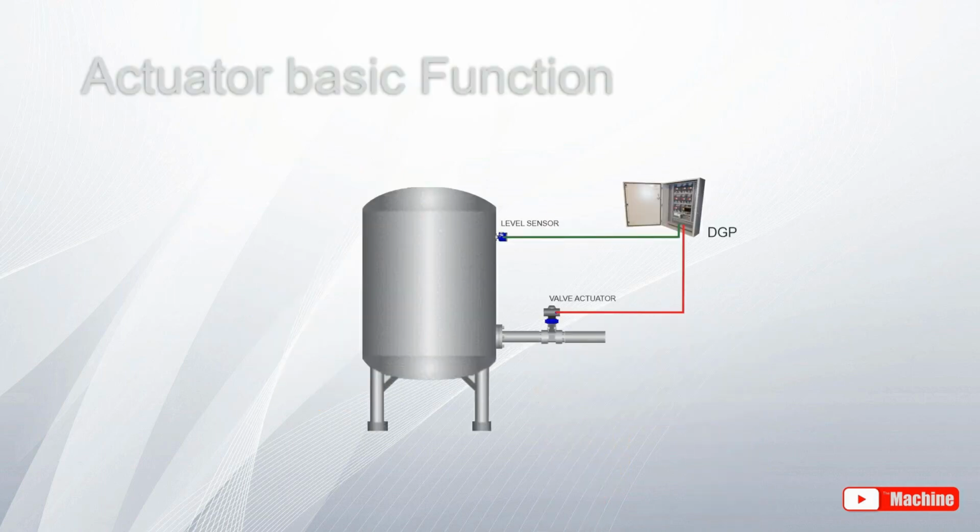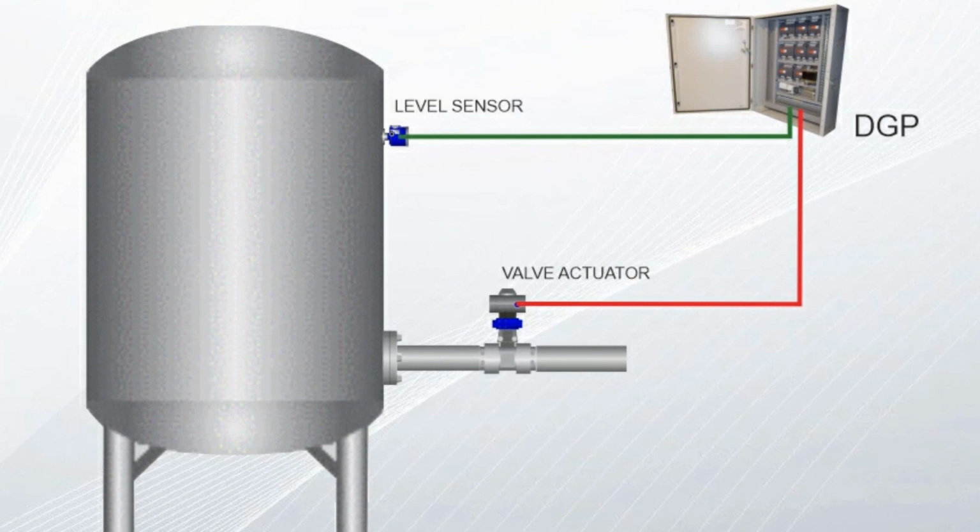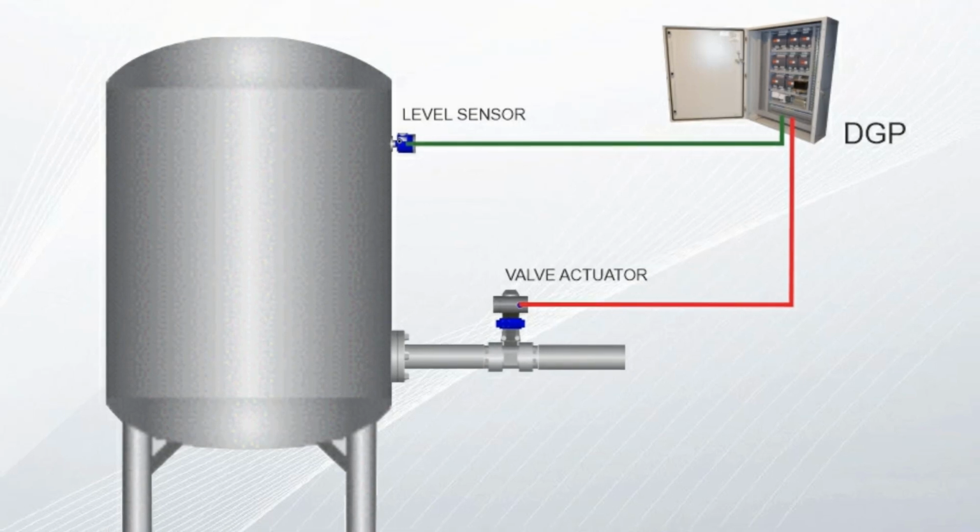A good example of an actuator is a shut-off valve. It closes the valve when it gets a signal from a sensor or control module. An electrical signal is sent into the actuator, which converts it into a physical action.